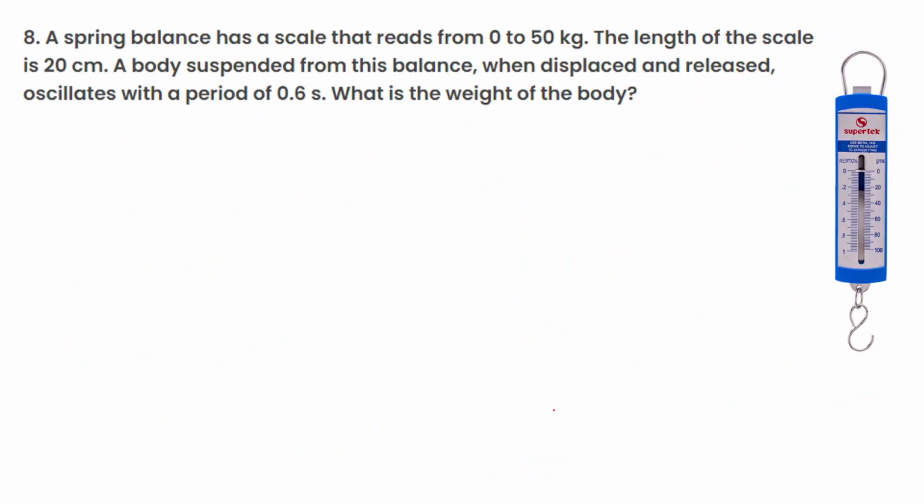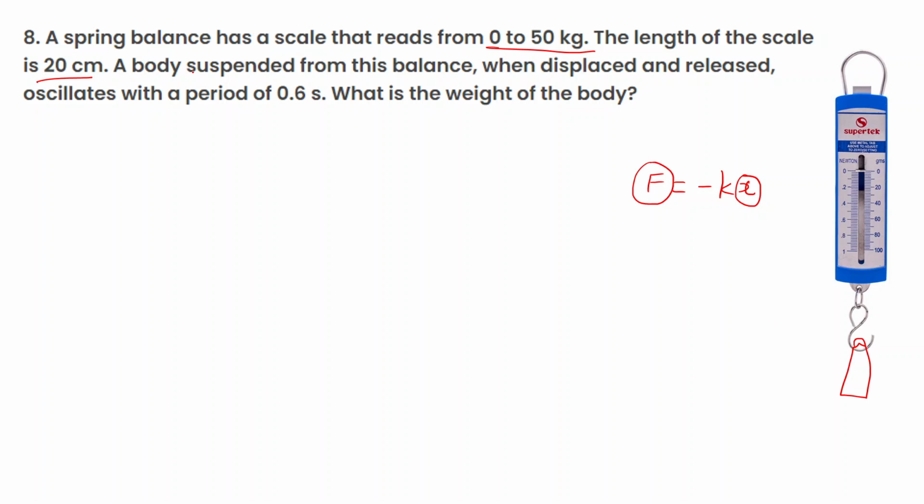Okay. Now the next question is this. We have a spring balance as shown here that reads from 0 to 50 kg. The length of the scale is 20 centimeter. A body is suspended from this balance. So this is another form of spring weighing balance, where we hang the weight from here, and depending on Hooke's law, the displacement will give us the measure of the weight of this body.